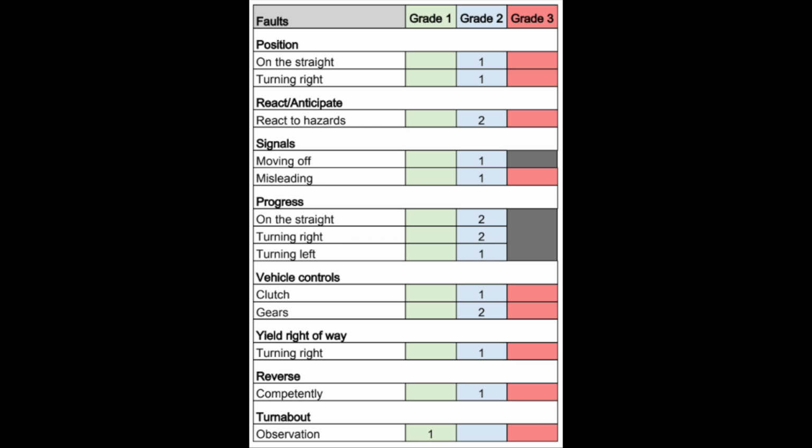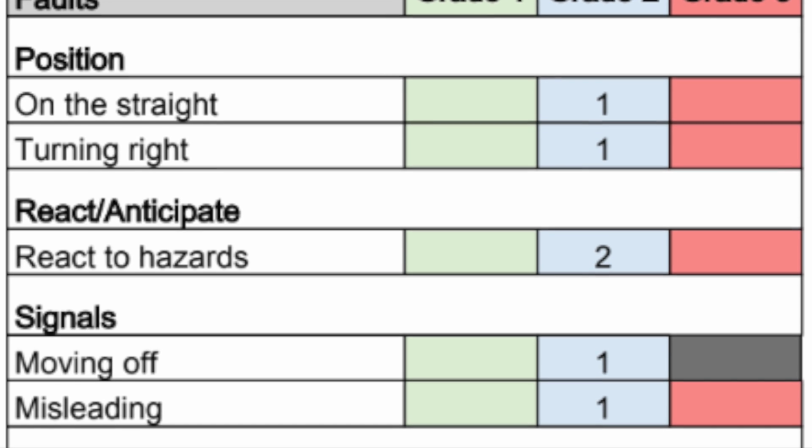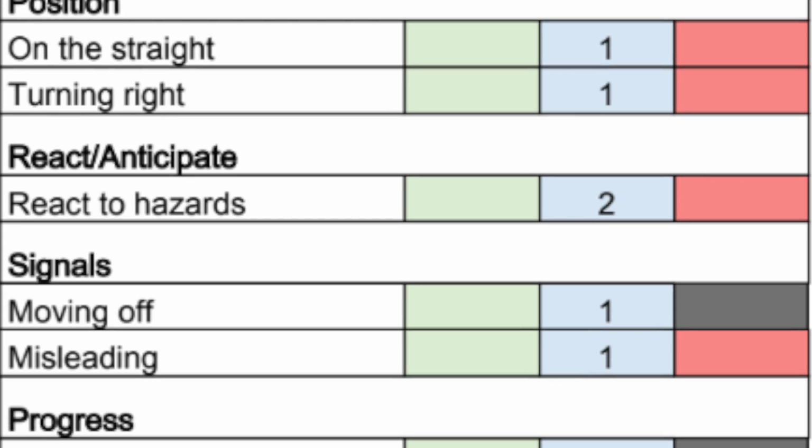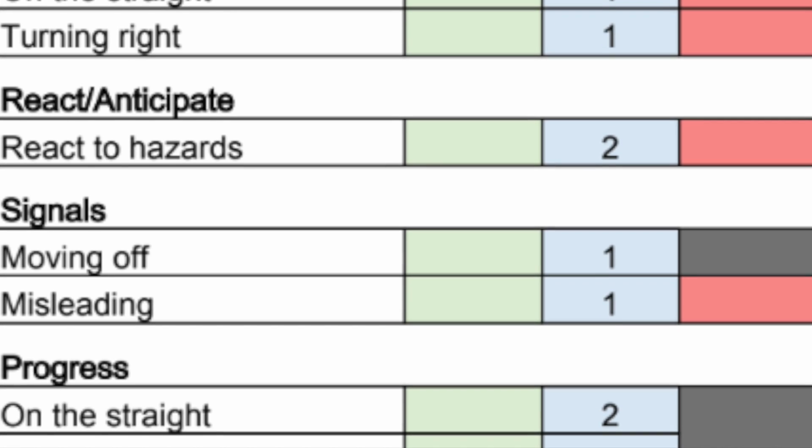So on a positive note, there's no grade 3s and it's just really an accumulation of grade 2s that caused this person to fail. So we can see there on position on the straight, position turning right, hazards, signals and so on, there are a lot of grade 2 faults. So let's have a look at some of these faults now, starting with position.